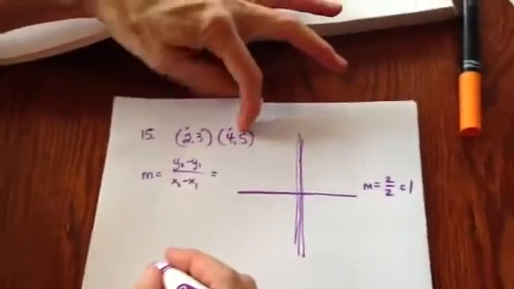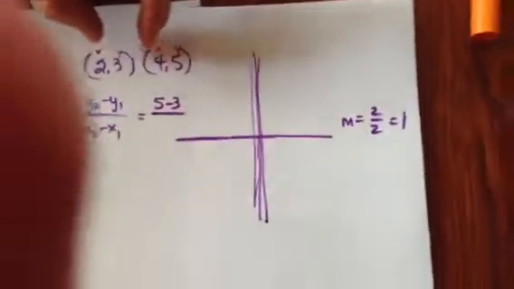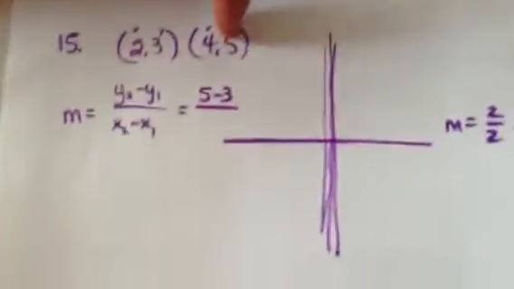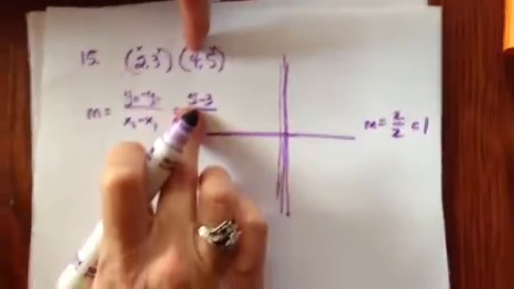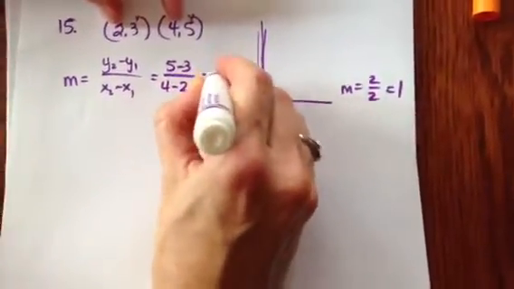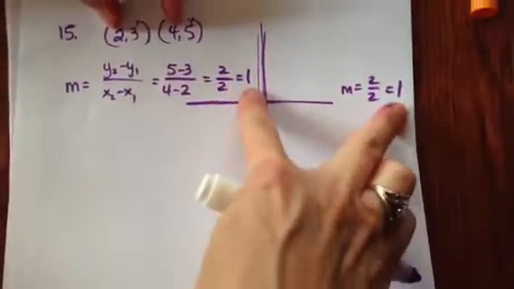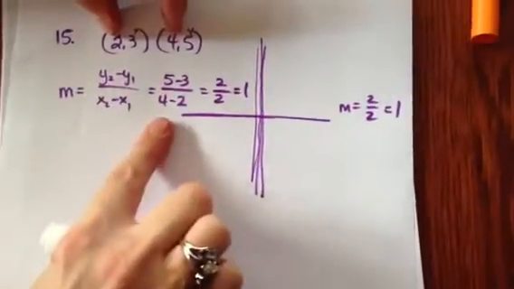I'm going to try it first, 5 minus 3. So you're going to take your y's and subtract them on the top. And then if you're going to pick the 5 first on the top, then you need to pick the 4 first on the bottom. So I'm going to do 4 minus 2. And notice you get 2 over 2, which is 1. Same thing I got over here with the slope is 1, except this time I didn't have to graph it.